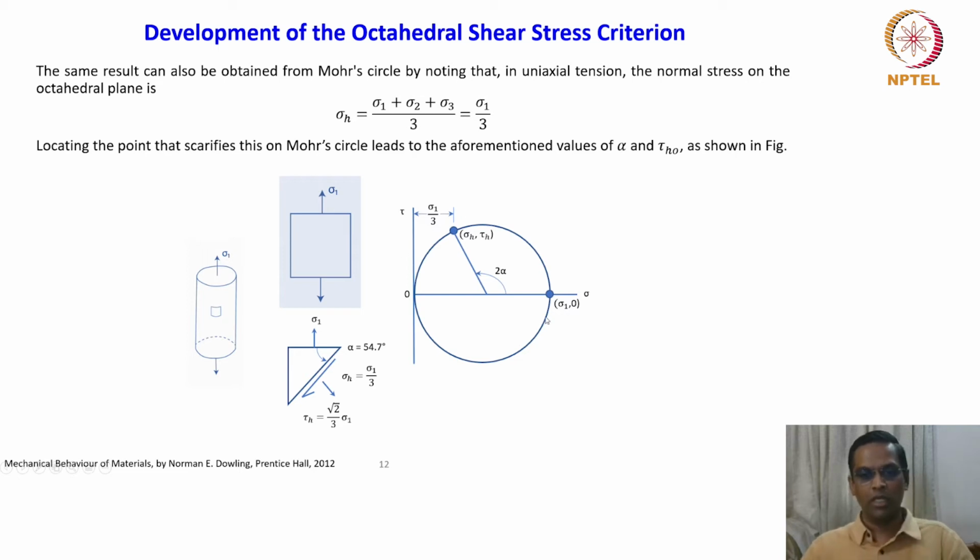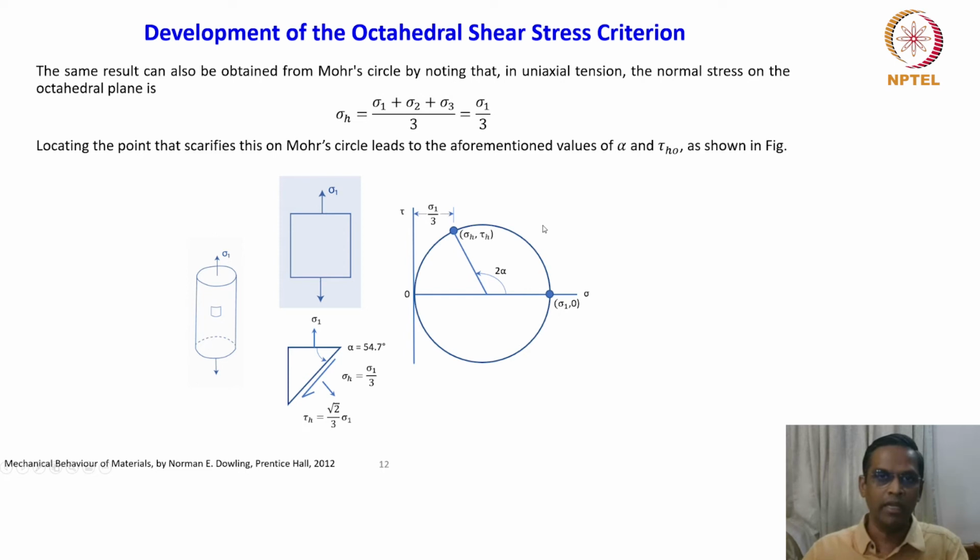And if you look at the Mohr circle, what is shown here? So this is uniaxial tension, so it is sigma 1 here, and this is 2 alpha. That means it is about 108 something, right? It is 2 times the 54.7 degrees. So that is shown here. So this is where the maximum shear stress will lie, and if you look at the corresponding sigma, it is sigma 1 by 3, and this is the tau max here, or tau h. The value of tau h is this value, and this is the sigma 1 value.